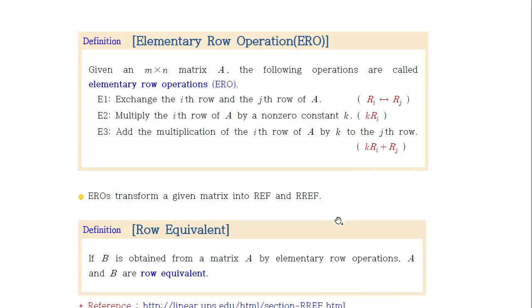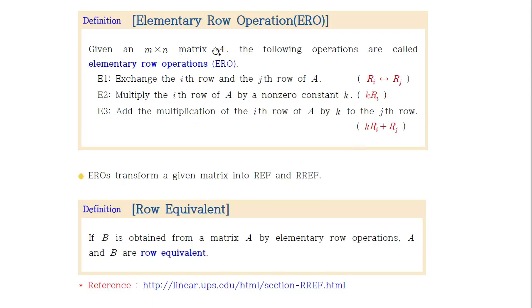Very clear. Now we officially define the elementary row operation, ERO. Suppose we have an n by n matrix A. The following operations are called elementary row operations. Exchange the ith row and the jth row of A. Like this, the ith row and jth row are interchanged. Okay? Second, multiply the ith row of A by a non-zero constant K. So on the ith row, you just multiply the scalar K.